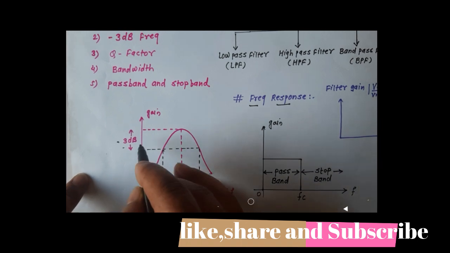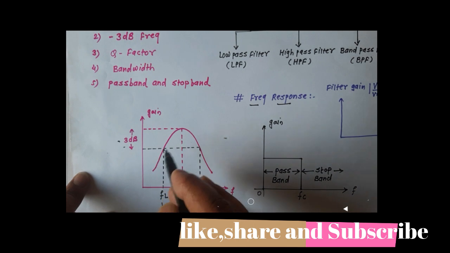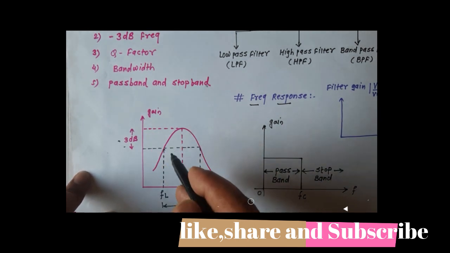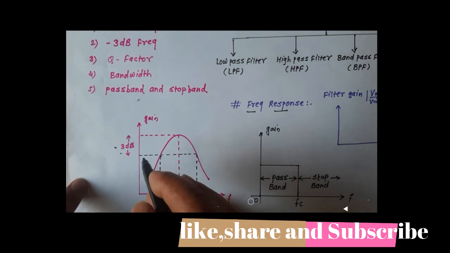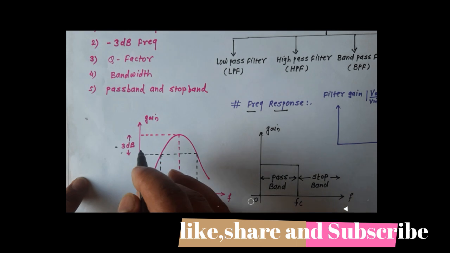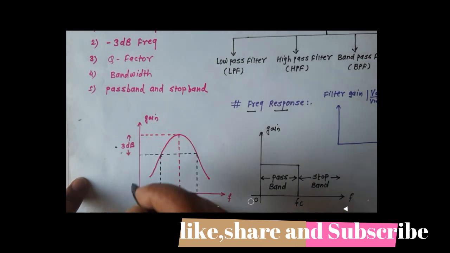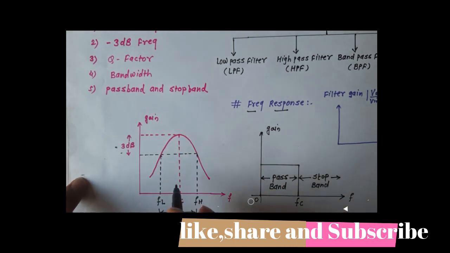And this minus 3 dB frequency corresponds to the input frequency that causes the output signal to drop by minus 3 dB. So that's why its name is minus 3 dB. It is relative to the input signal also.